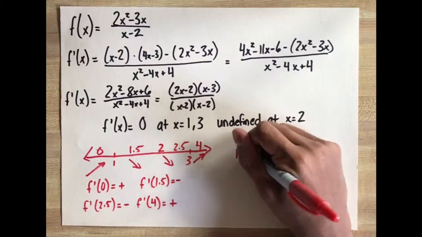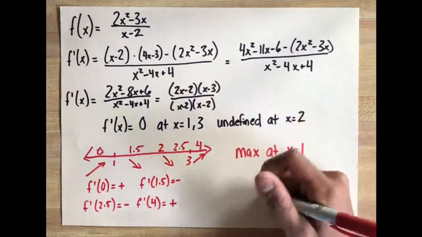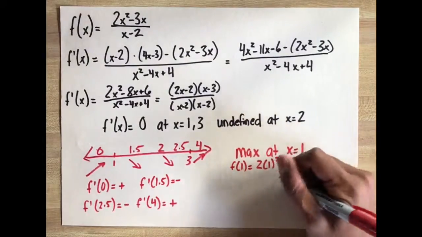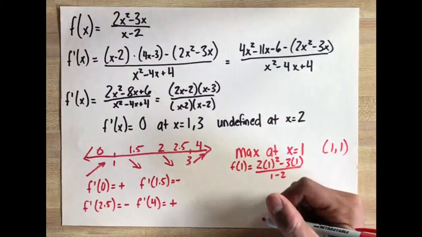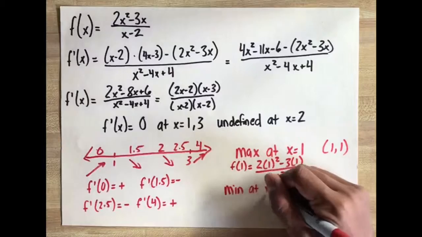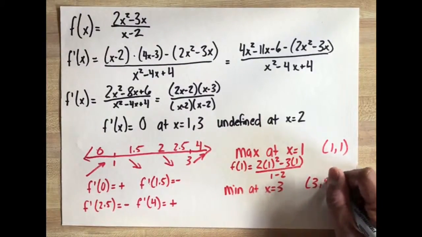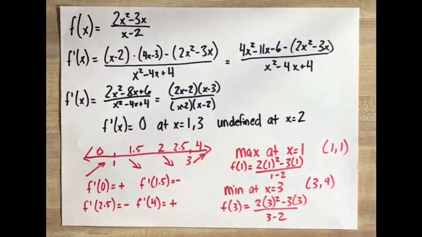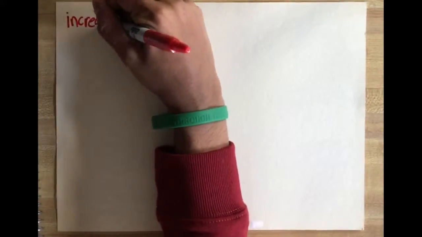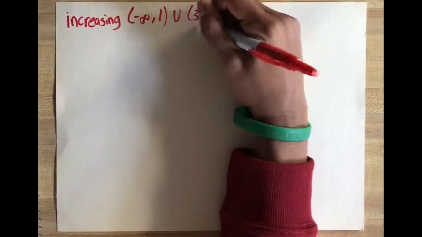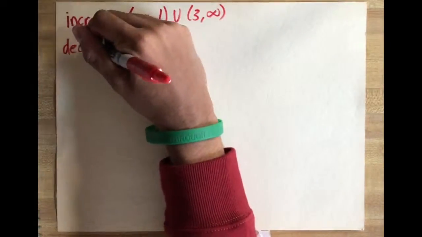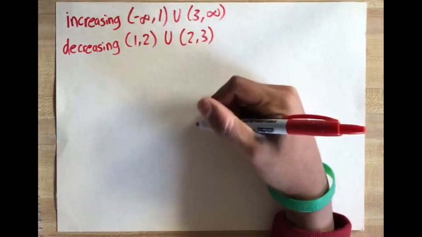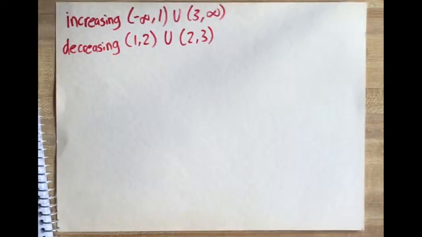And so from this we were able to determine that it was a max at x equals 1, and this is finding the y coordinate for that point, which also was 1, and then a min at x equals 3, and got a y coordinate of 9. And then we were able to determine that it's increasing from negative infinity to 1 and from 3 to infinity. And we found that it was decreasing from 1 to 2, union 2 to 3, based on the positive and negative portions of the derivative.